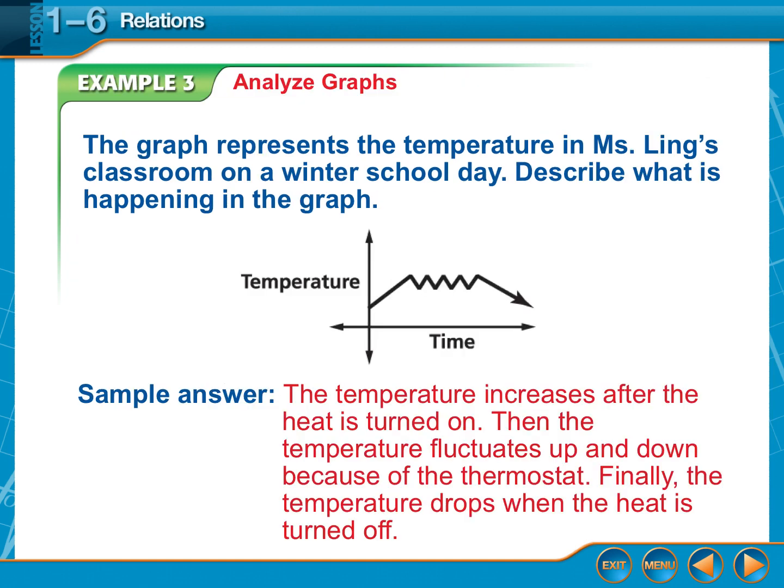Okay, we're going to work on this tomorrow, actually. So the graph represents the temperature in Miss Ling's classroom on a winter school day. Describe what is happening. What is happening over time as temperature increases or decreases, or as time increases? It kind of goes down, up, down, up, down, up. Yep. So it starts down. What is happening in between here? What's going on right here? It's increasing, and then what's happening in those little zigzags? Decreasing and increasing all at the same time, and then at the end it's decreasing. Good.